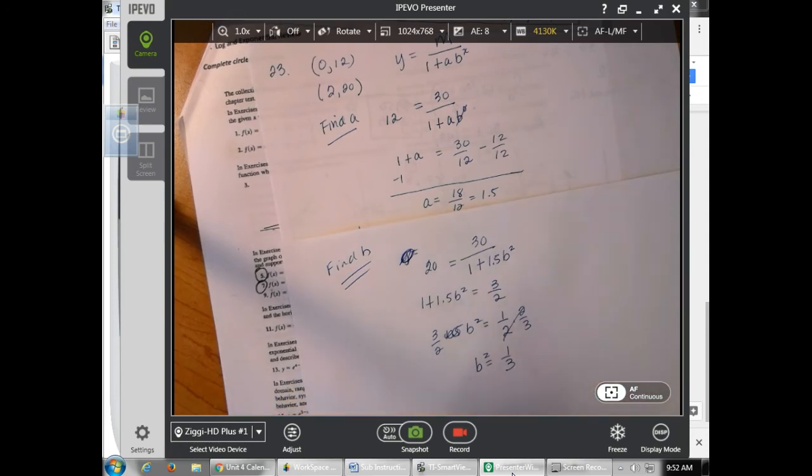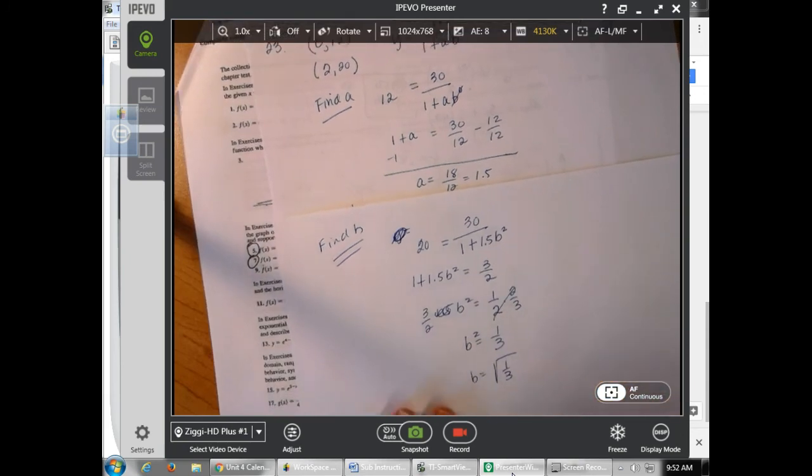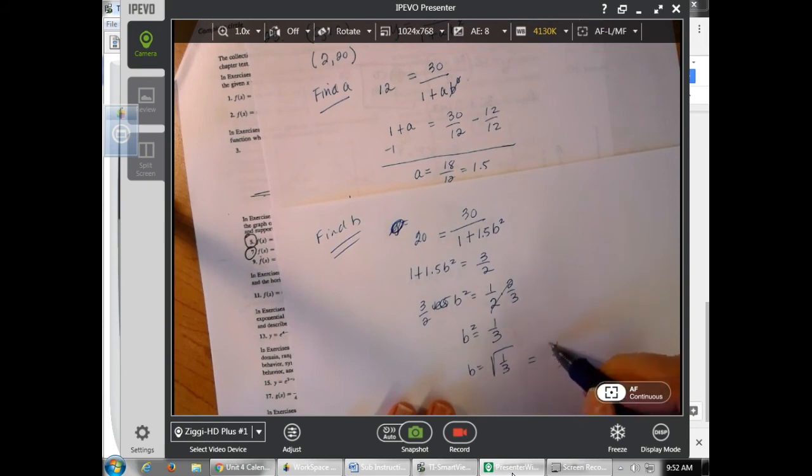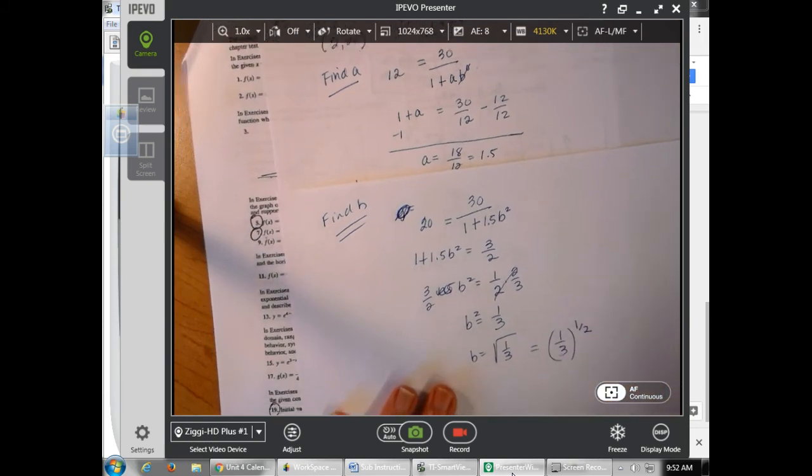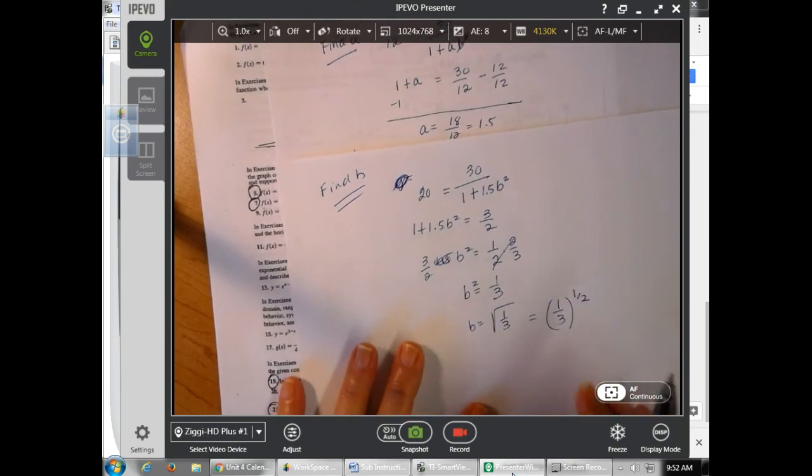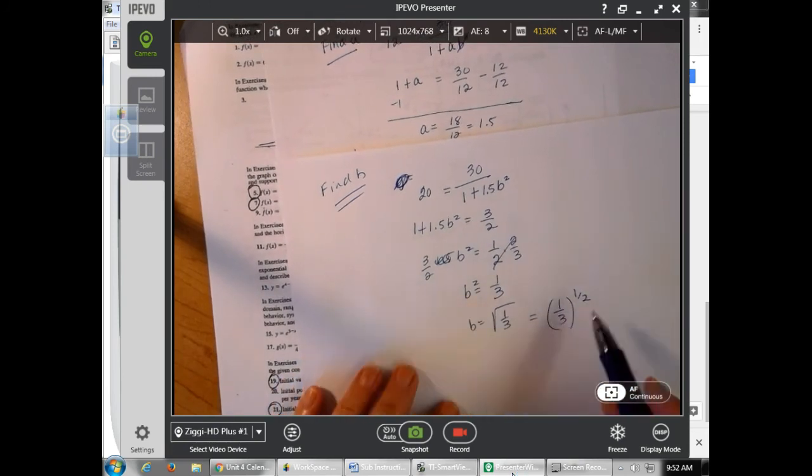So b squared is equal to 1/3, meaning that b is going to be the square root of 1/3. Or, if you want to think of it like this, I think this is easier, 1/3 is going to be raised to the 1/2 power. So let's put everything back in, because this is our b value here. So we have y equals our maximum value of 30.